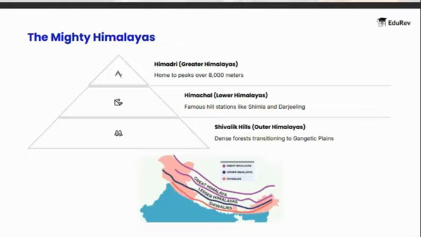First Himadri. These are over 8,000 meters as I mentioned, and these are the greater Himalayas. Himachal, these are majorly hill stations and tourist places, which include Nainital and many other places to visit. It also has Shimla and Darjeeling. And then we have the Shivalik range. It is the outer Himalayas. They have dense forests and a transition into the Gangetic plains.